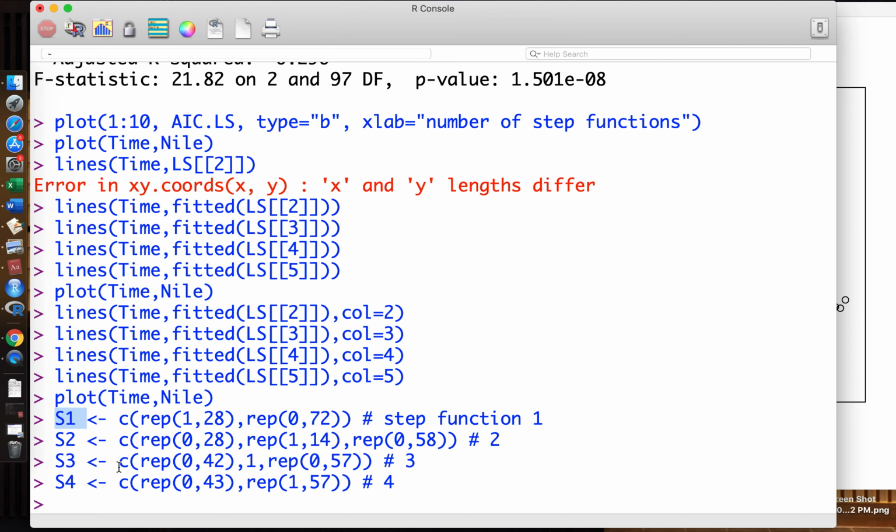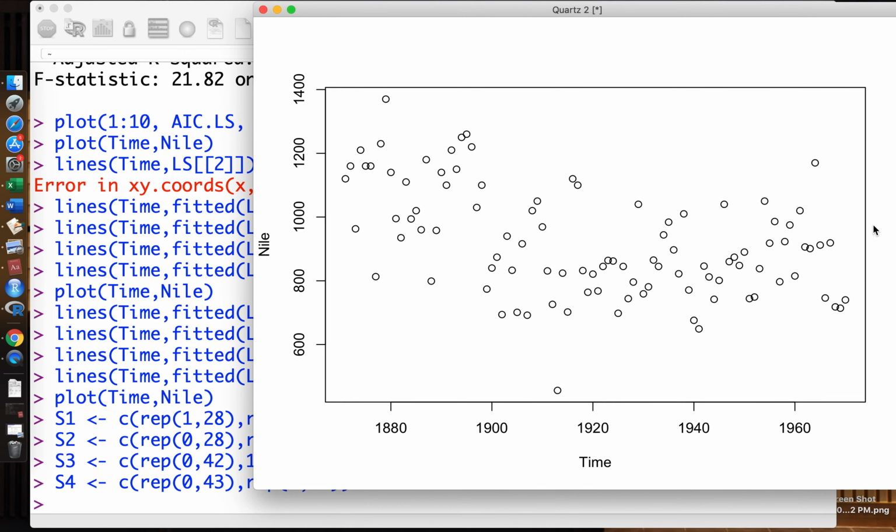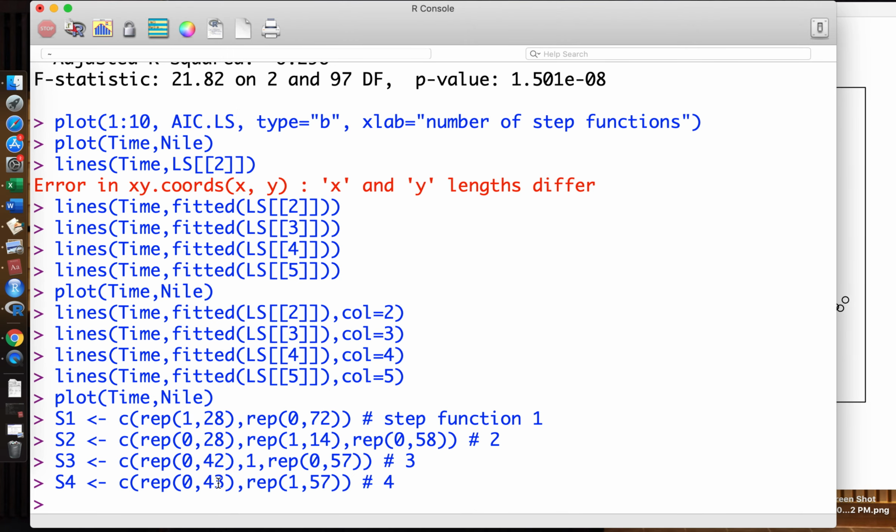So if we use S1 to S4 from this figure, it looks the best model with the four step functions. So now we fit the linear model with these four functions. So now on these four step functions, S1, S2, S3, and S4. But you can see that S1 to S4, if we sum up all variables, actually this becomes the vector of ones. So it's the same as intercept. So we only need these three variables.